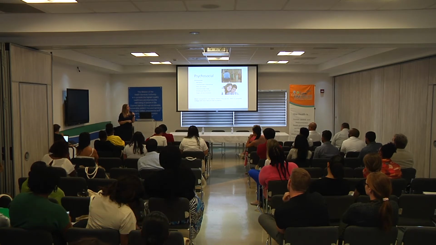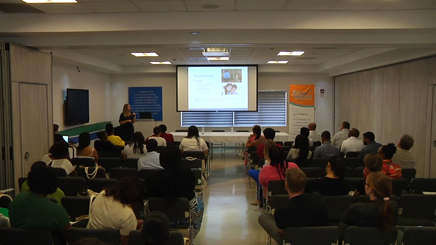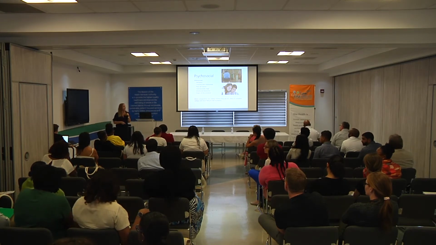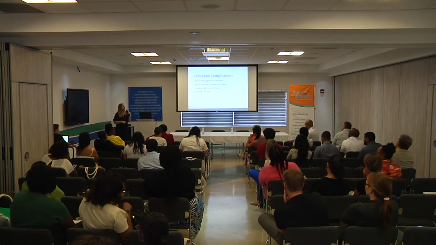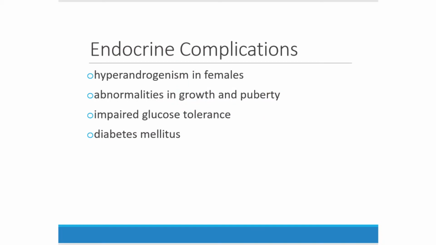And what's important too is when you compare these to non-obese kids, they're less likely to complete college and more likely to live in poverty, which was touched on in the last talk too. So from an endocrine point of view, you get hyperandrogenism in females, you get abnormalities in growth and puberty, which I will talk about a bit, impaired glucose tolerance, as well as diabetes.